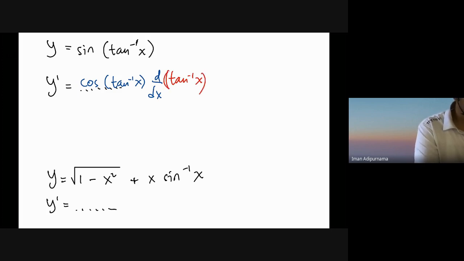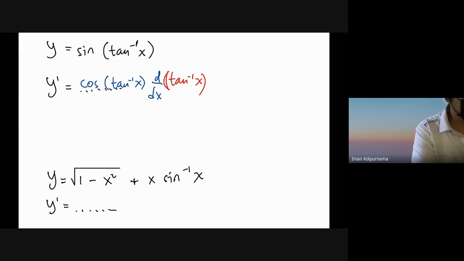Okay, so first, usually if you have the tangent inverse and it's related to the derivative, the answer will be in terms of x. There will be no inverse part; it will be gone. So it will be in terms of x. So how do we find or how do we confirm our answer?